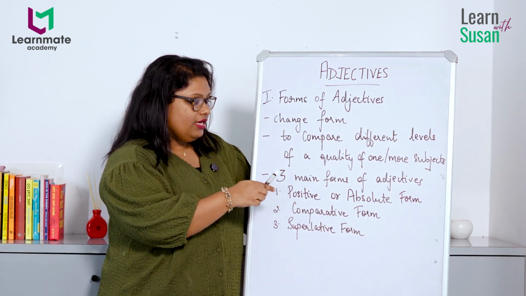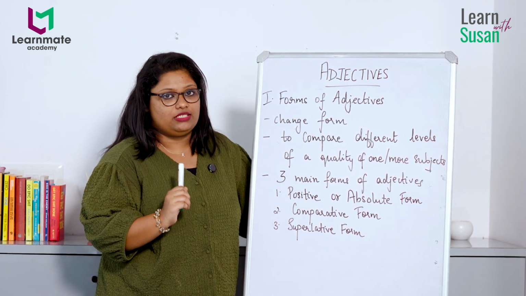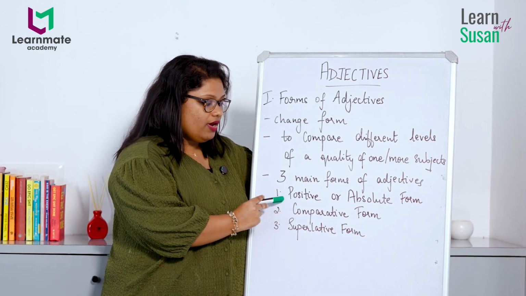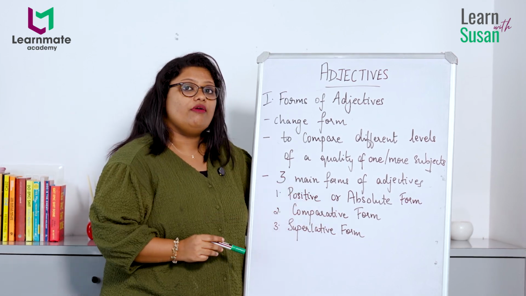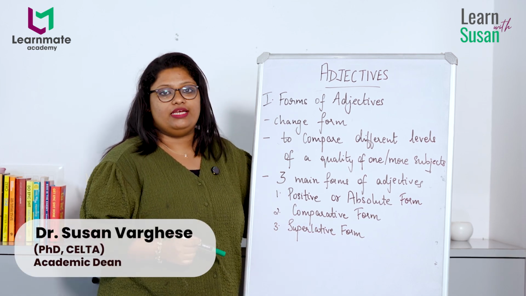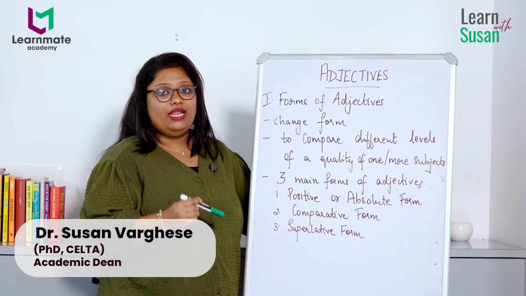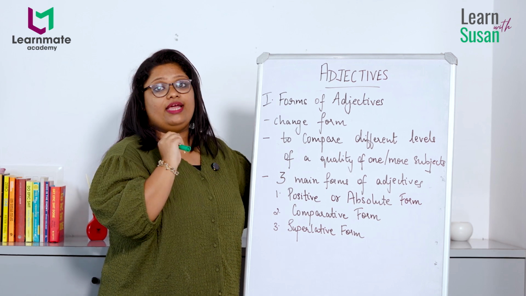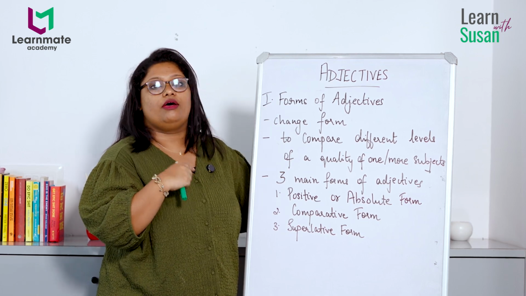There are 3 main forms of adjectives that are used in English. The first is the positive or absolute form, the second is the comparative form, and the third is the superlative form. Let's look in detail with examples at what these forms are all about.